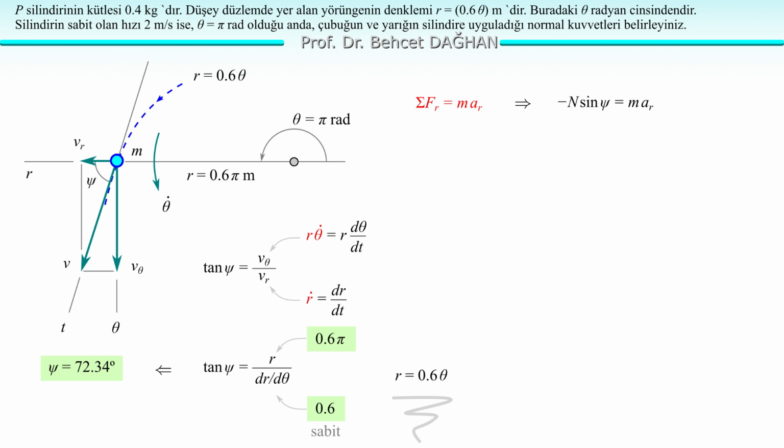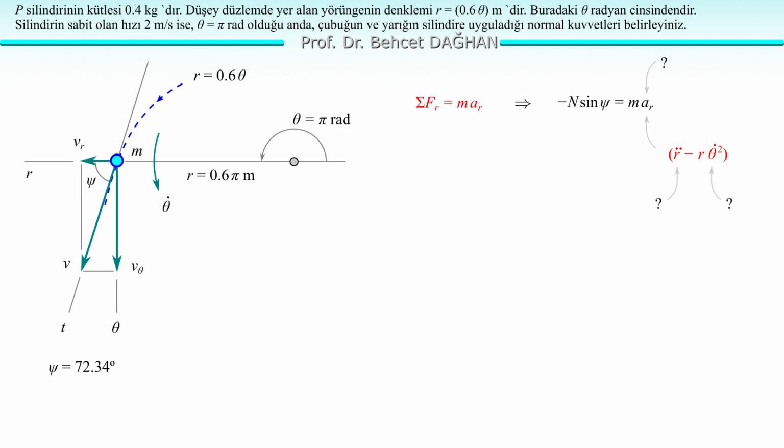Now let's look at the acceleration component, AR. We know that AR is equal to r double dot minus r theta dot squared. There are some unknowns here. If we find them, we will have found AR. What do we need to find? We need to find the r double dot and the theta dot. Let's find the theta dot first.